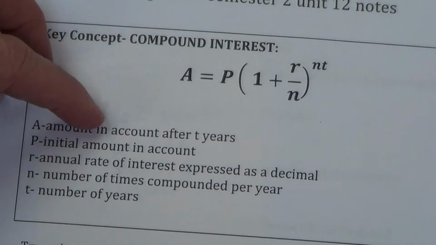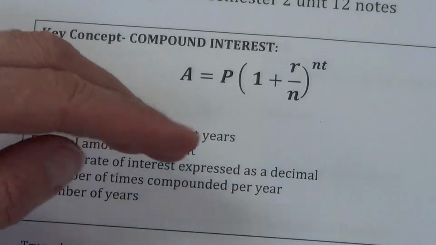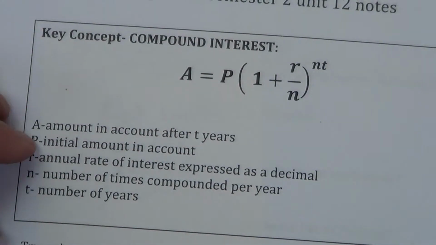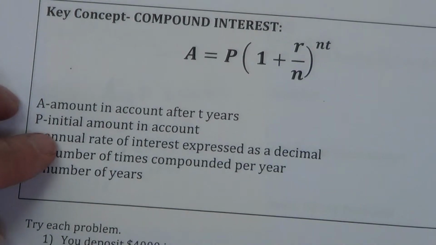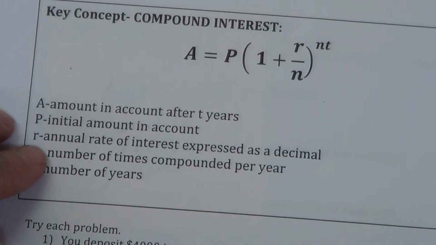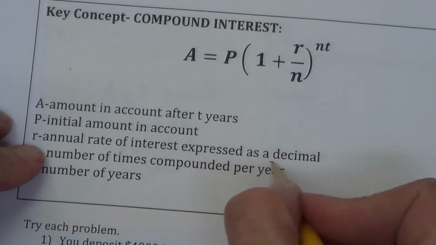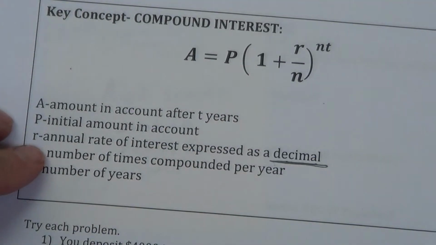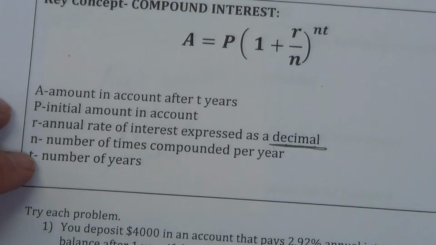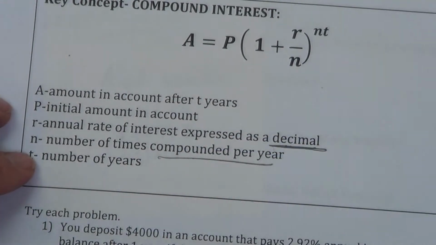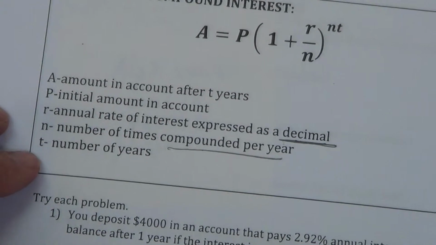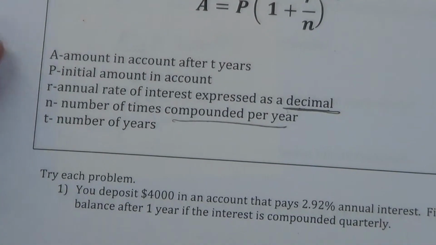A is the amount in the account after however many years we have it there. P is the beginning amount or the principal amount in the account. R is your annual interest rate. It's always expressed as a decimal. N is the number of times that it's compounded per year. It will tell you that. And T is the number of years. So let's do a few problems together.